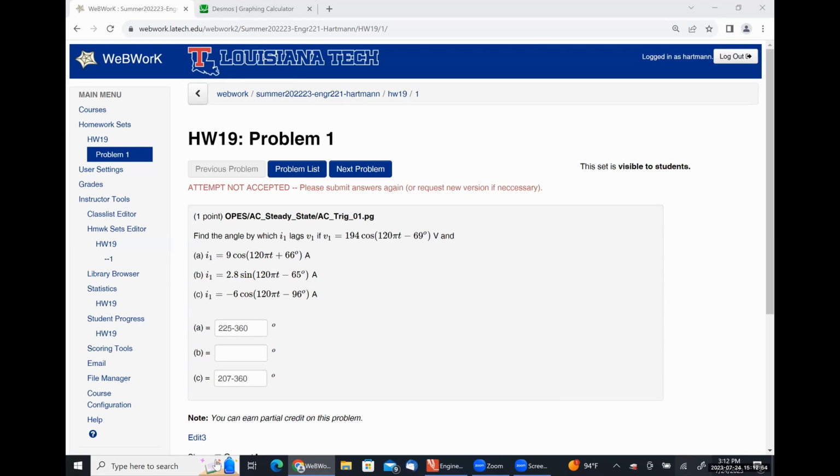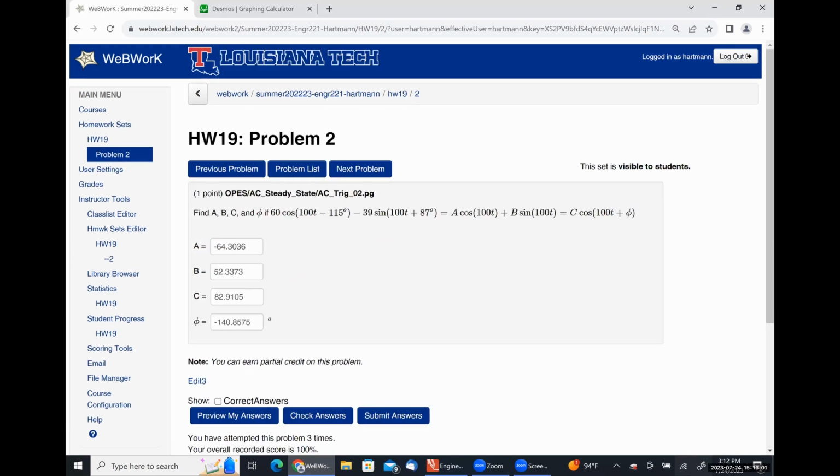All right, so we've talked about effectively how to do everything here for problem one, nothing particularly wild or crazy. Let's look at problem two. It asks us to find the magnitude of the sum of sinusoids, or effectively it's asking us to express this large quantity, 60 cosine 100t minus 115 degrees, minus 39 sine 100t plus 87 degrees, as the sum of sinusoids with no phase angle, or a single sinusoidal function.